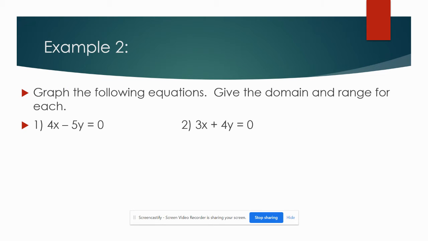Graphing the following equations, giving domain and range for each. So we can do this a couple different ways. We can do this by solving for intercepts, or we can do this by solving for slope-intercept form.